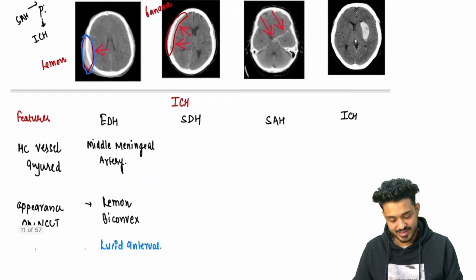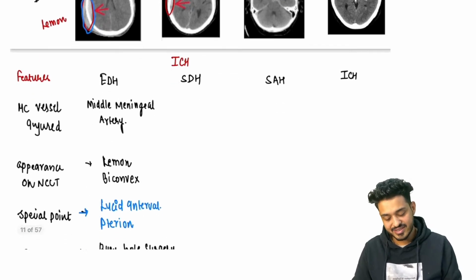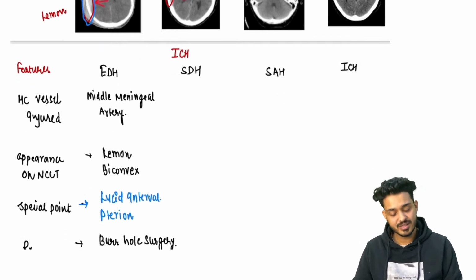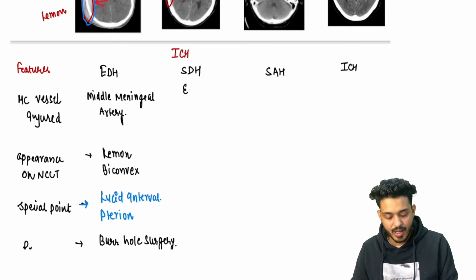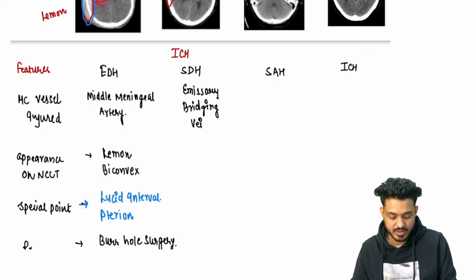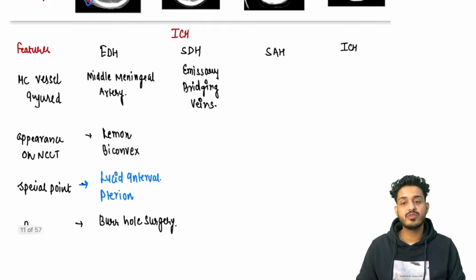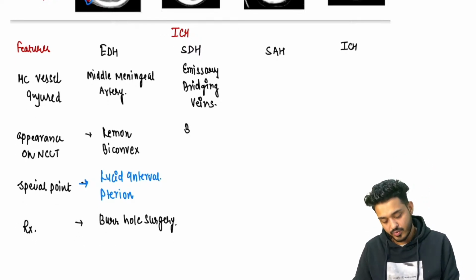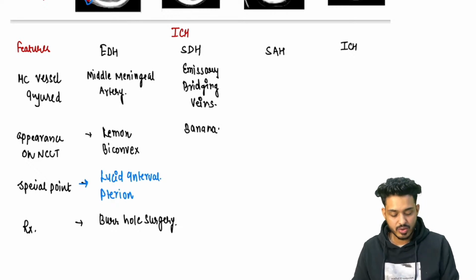Now, second, let's discuss the SDH. In SDH, where will be the rupture? The rupture is important. The rupture will be in the emissary bridging veins. And here you will be having which shape? You will be having banana sign. Banana sign, you can also call it crescent.